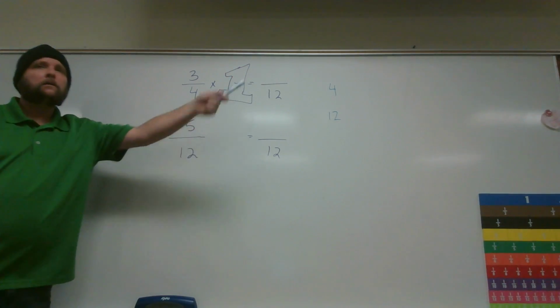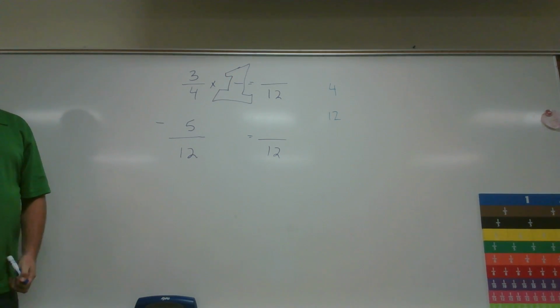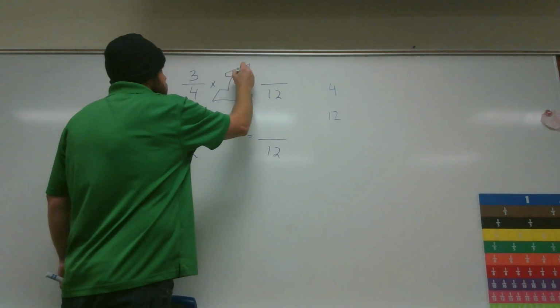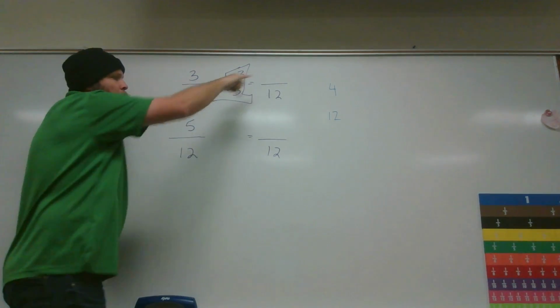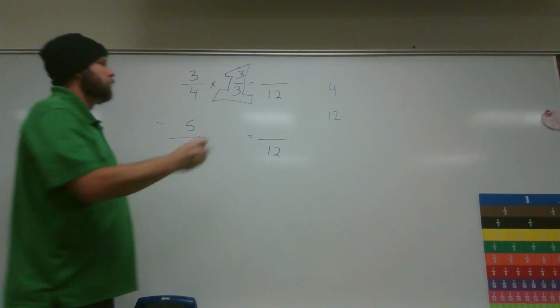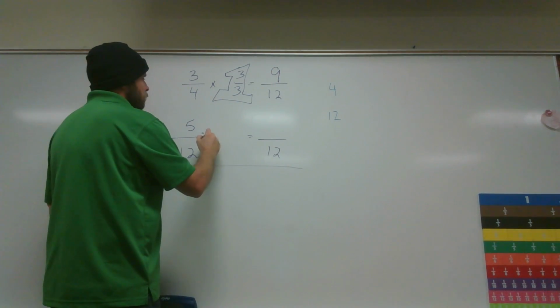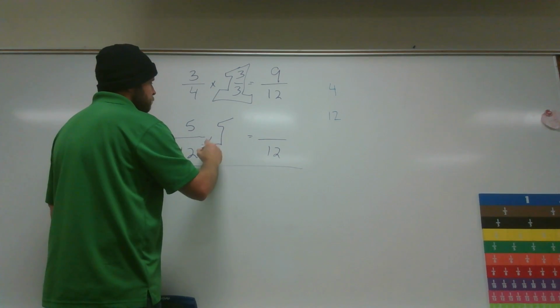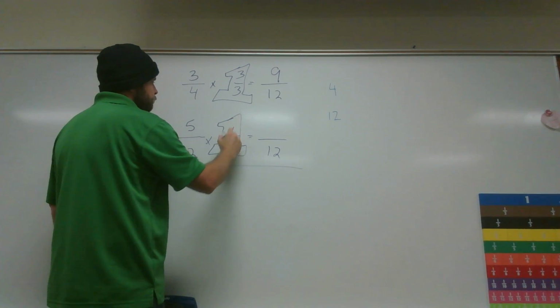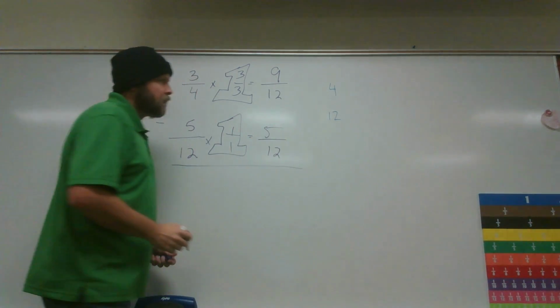What do I multiply by here to get 12? 3 thirds. Amazing. My numerator is 9. I'm sorry, and this one's already multiplied by 1. So now I have 9 twelfths.